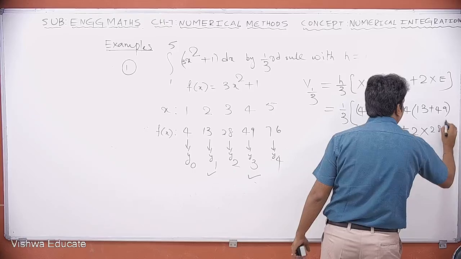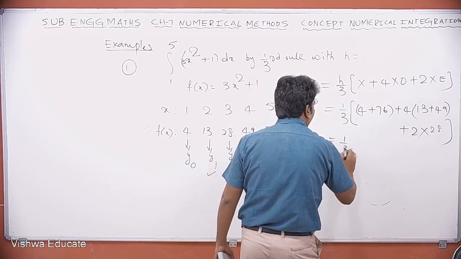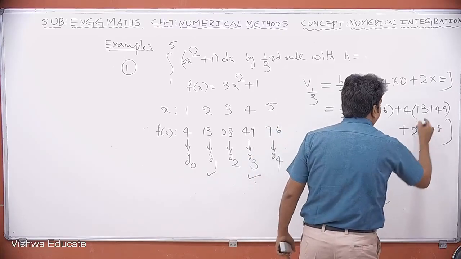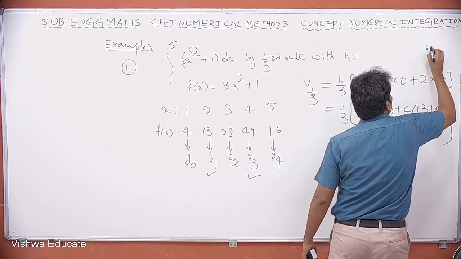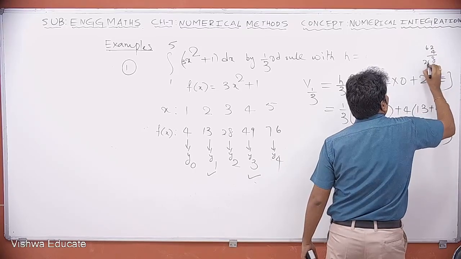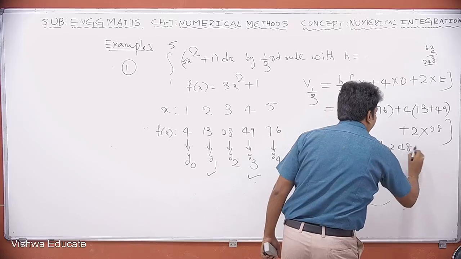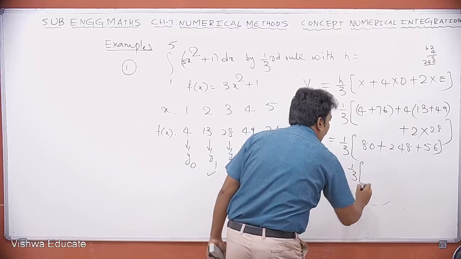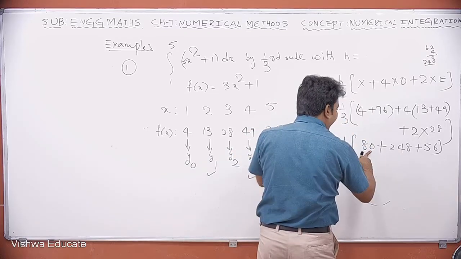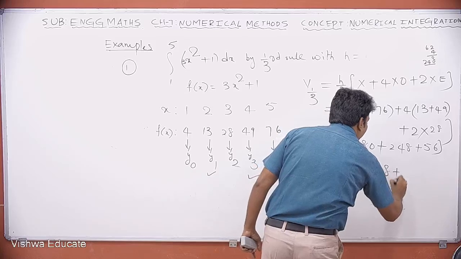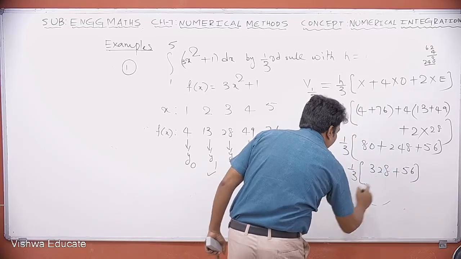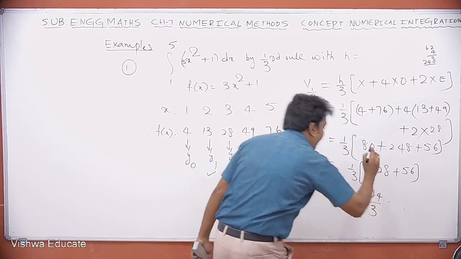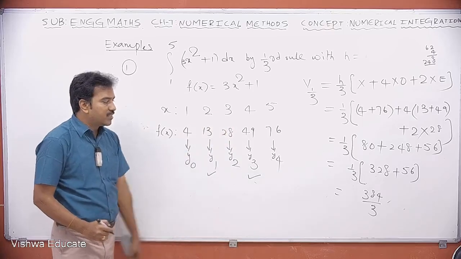So it is 28. So 1 by 3 into this is actually 80 plus 4 into 62. 62 fours are 248. So this is 248 plus 56. So 1 by 3 into 328 plus 56. 28 plus 56 is 84. So this gives me 384 divided by 3. The value by the one-third rule is 384 by 3.